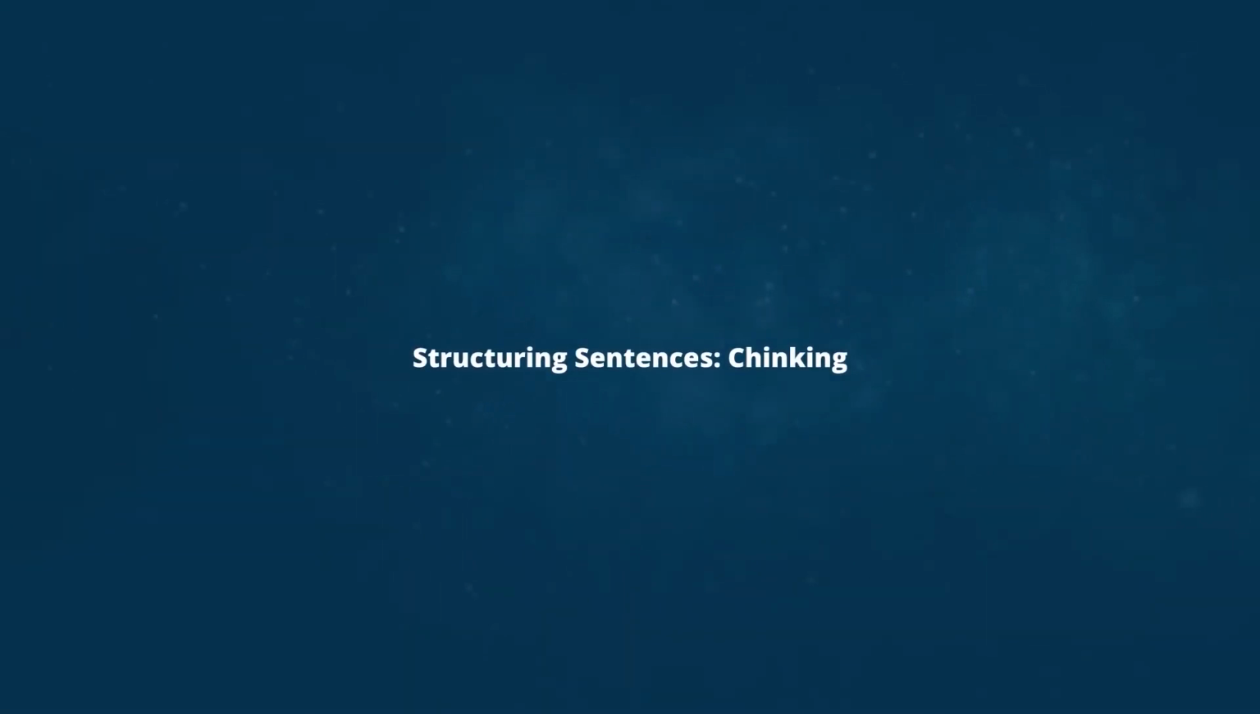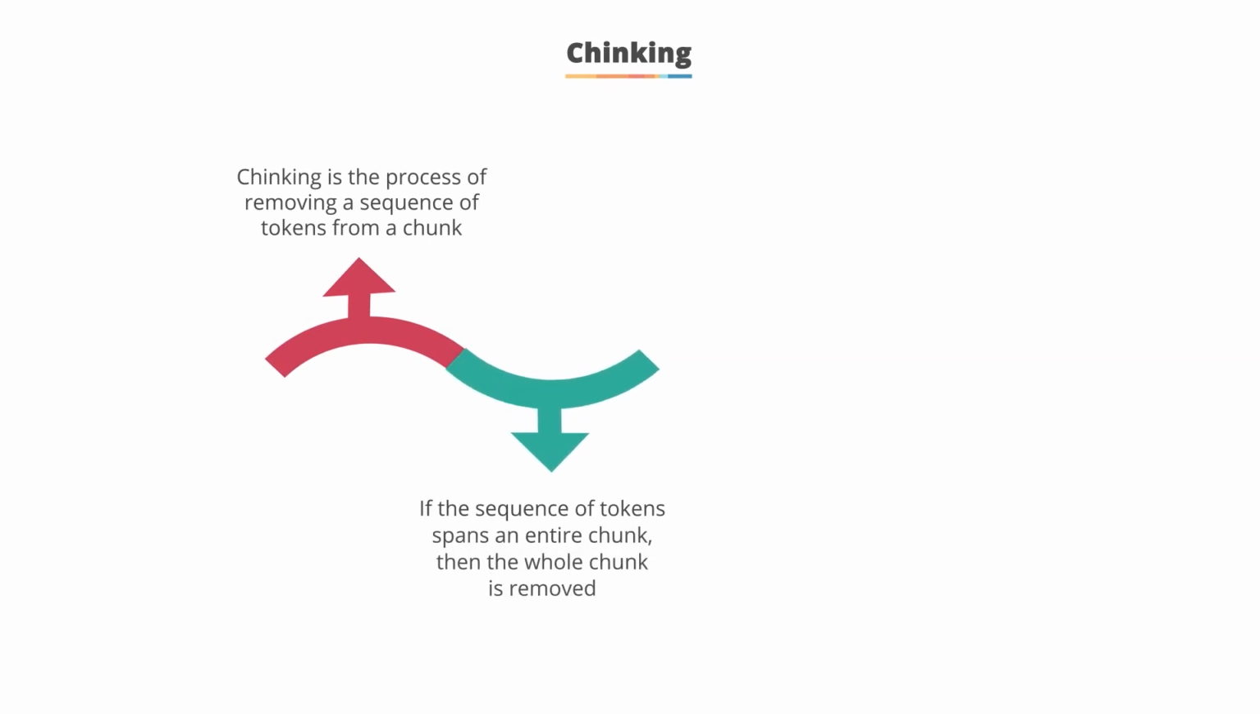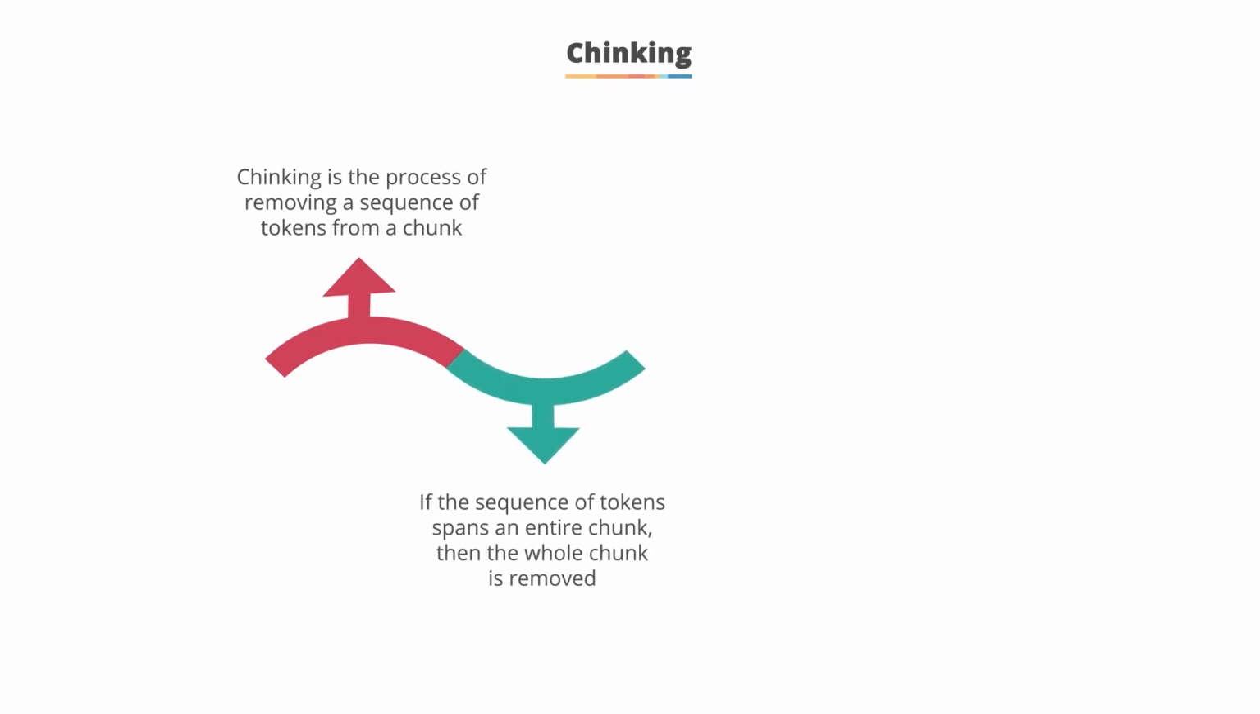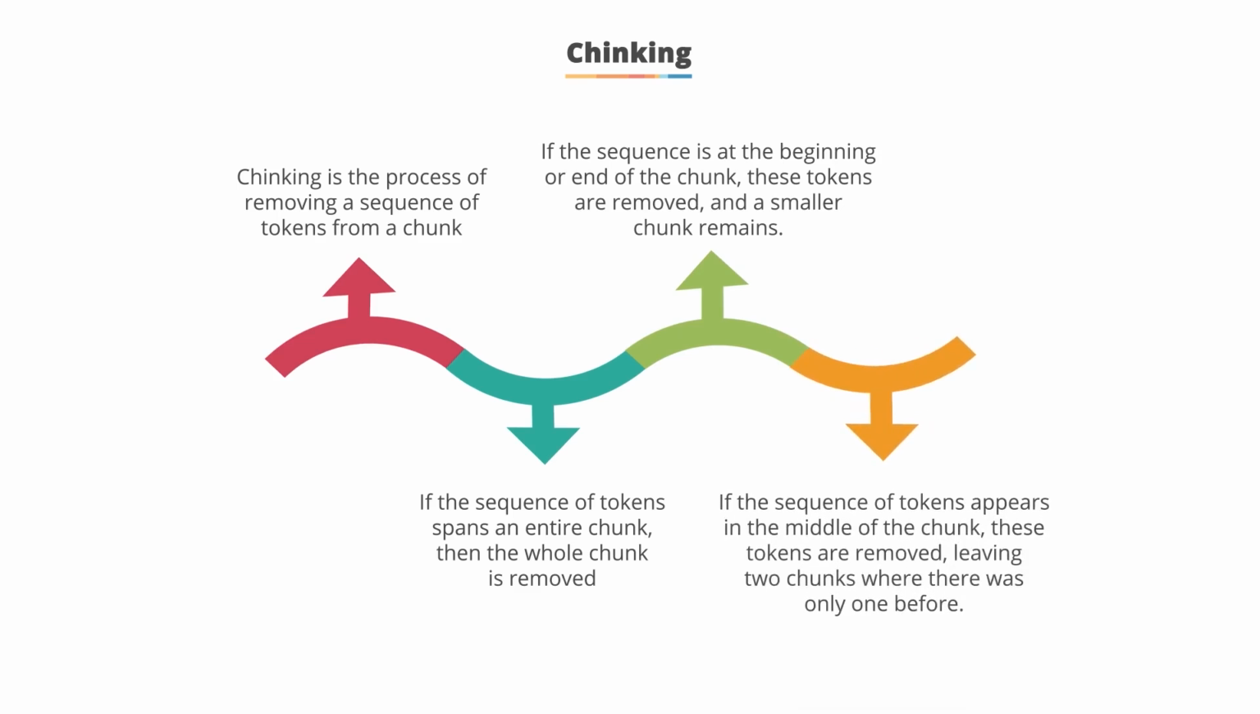Structuring sentences, chinking. Chinking is the process of removing a sequence of tokens from a chunk. How does chinking work? The whole chunk is removed when the sequence of tokens spans an entire chunk. If the sequence is at the start or the end of the chunk, the tokens are removed from the start and end, and a smaller chunk is retained. If the sequence of tokens appears in the middle of the chunk, these tokens are removed, leaving two chunks where there was only one before.